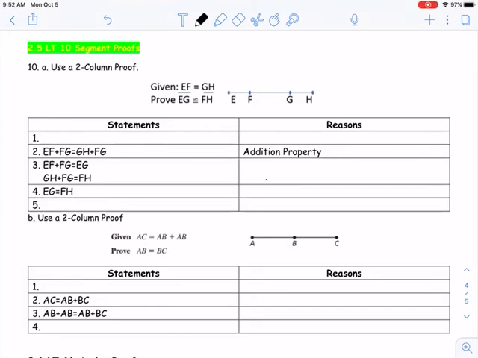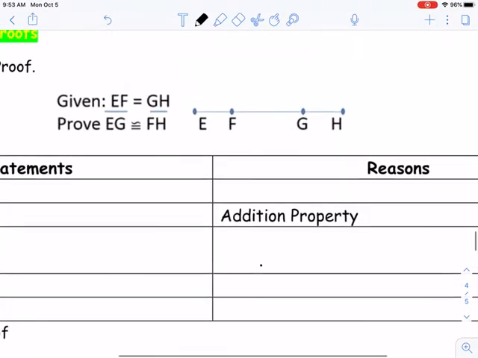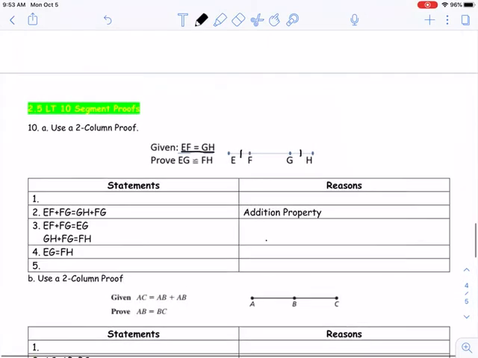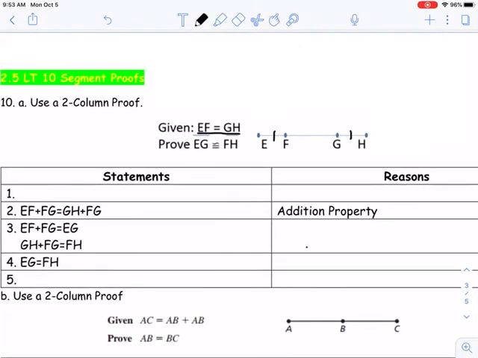Okay, so now we're going to take the Algebra 2 column proofs. Now we're going to do some geometry stuff. We're going to start with the most basic shape that we can talk about things with some kind of detail, and that's the segment. All right, so given EF is equal to GH. So EF equal to GH, tick tick. EF equals GH, given.